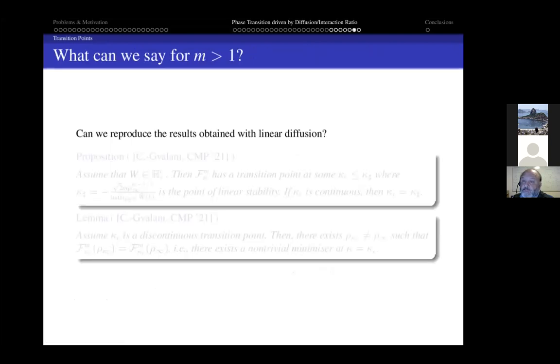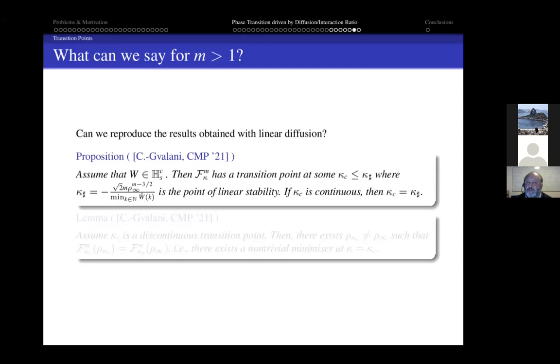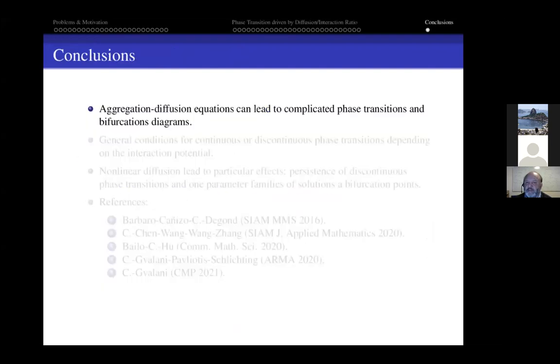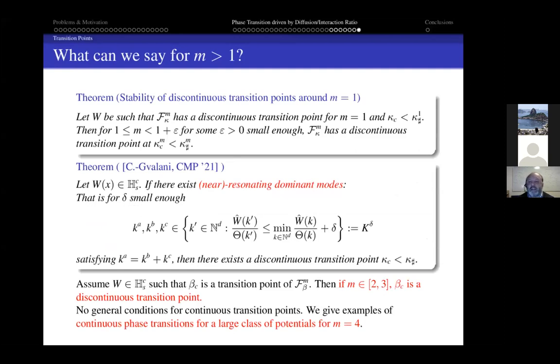So then I would say, just to finish, that similar results to these conditions for continuous or discontinuous phase transition can be given for the nonlinear diffusion case. What we observed is the near-resonating dominant modes condition. This is the condition I simplified and illustrated in the previous figure. But what we see in nonlinear diffusions is that we can give ranges of M. In fact, we can prove that for M between 2 and 3, all transition points are always discontinuous.